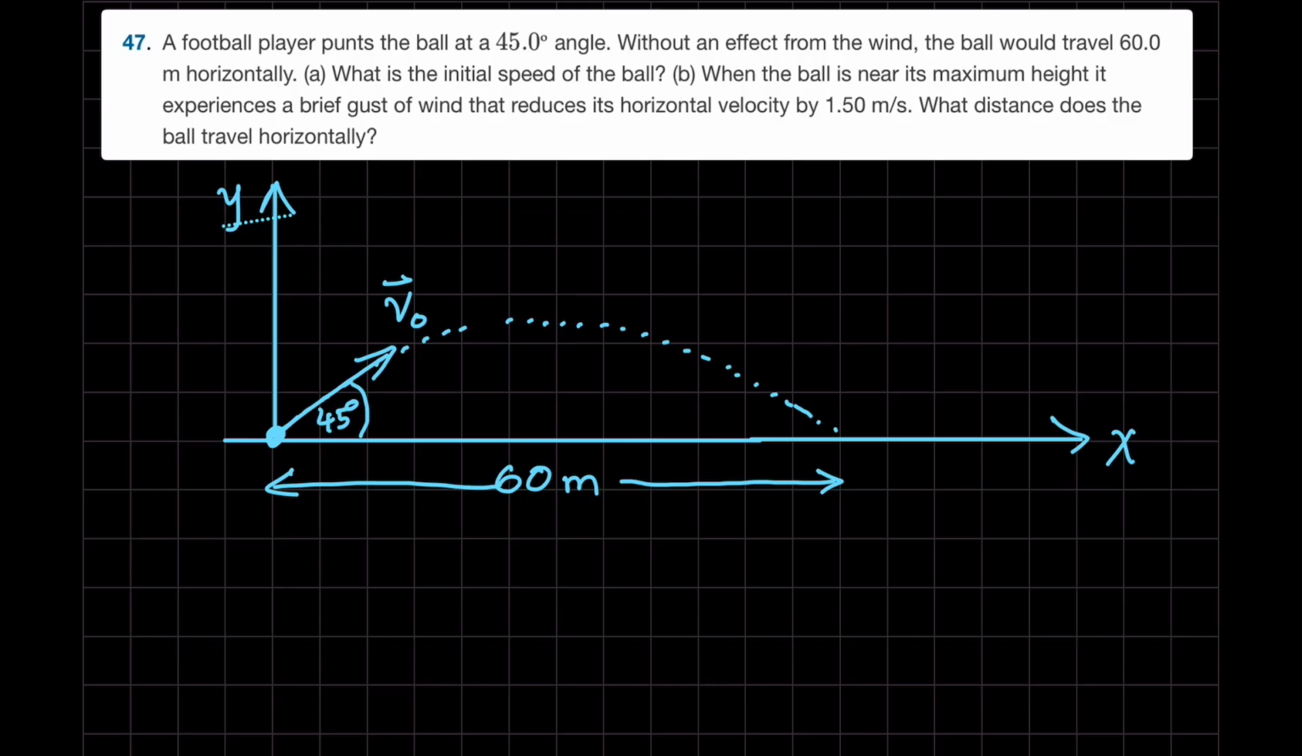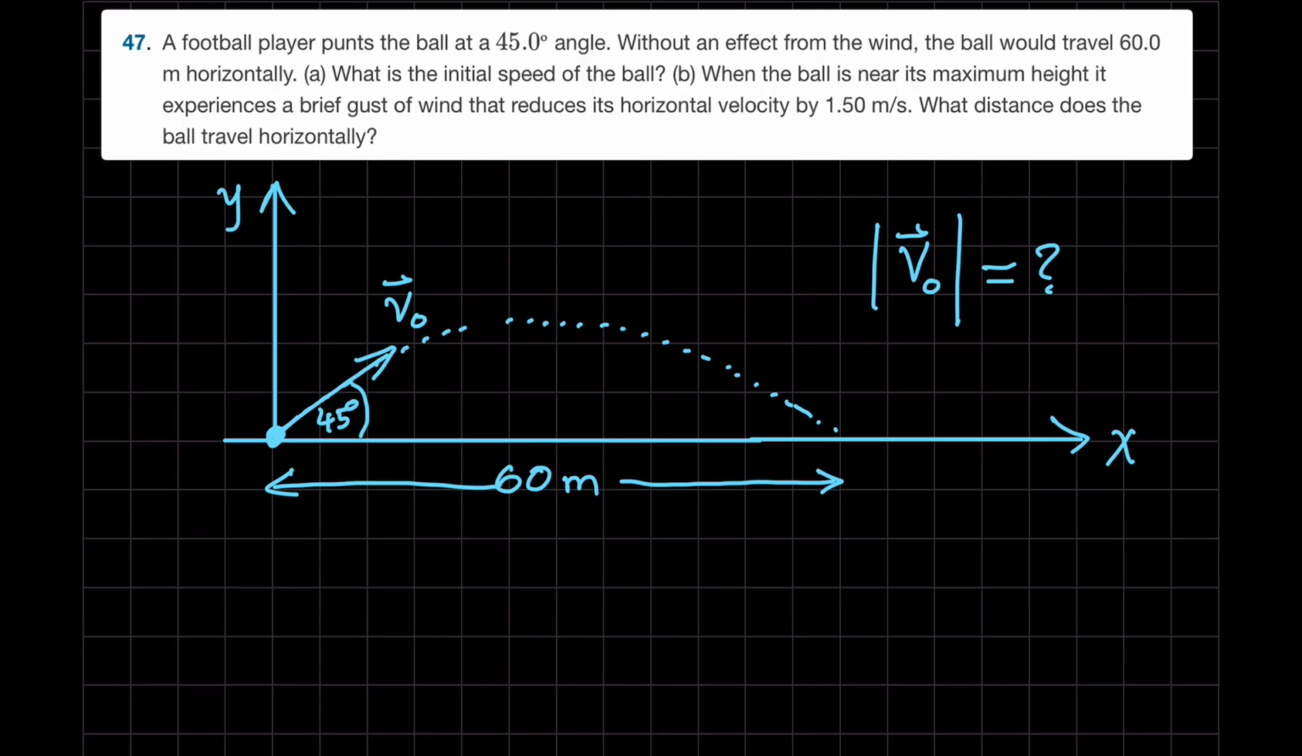So how fast did the person punting punt the ball? What's the speed? So velocity is a vector, but we're really after the magnitude, right? That's what we're after here. What's the magnitude of the velocity? Okay, so that's the setup of the problem. This is kind of what's going on. Now we'll have to think about, so how do we solve this problem?